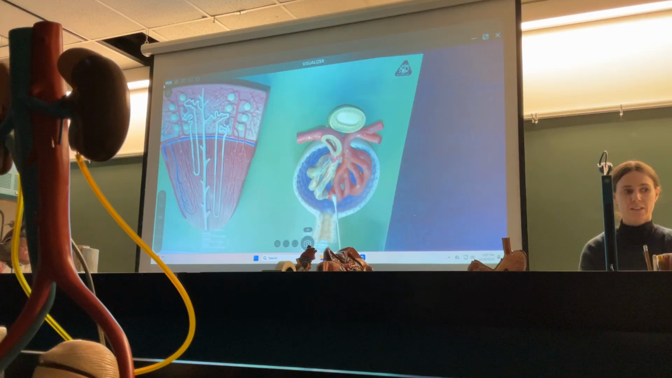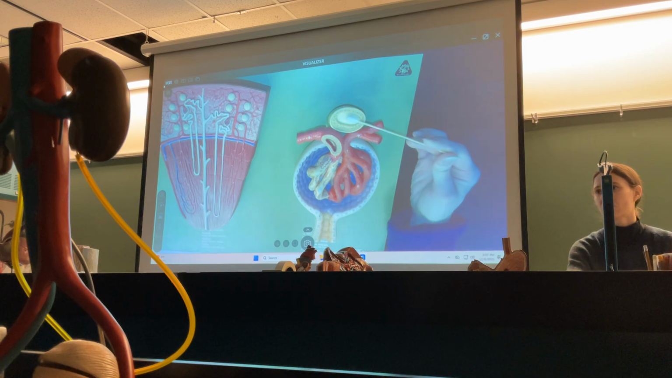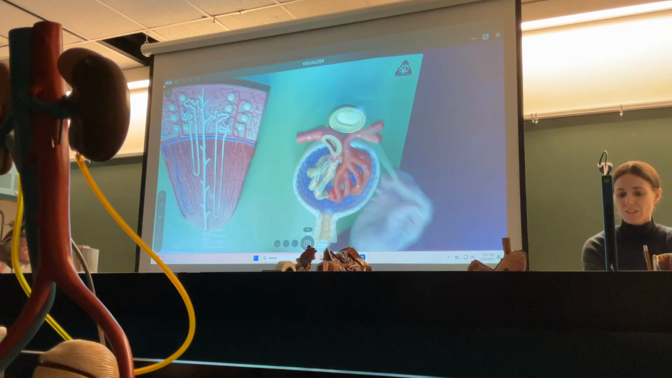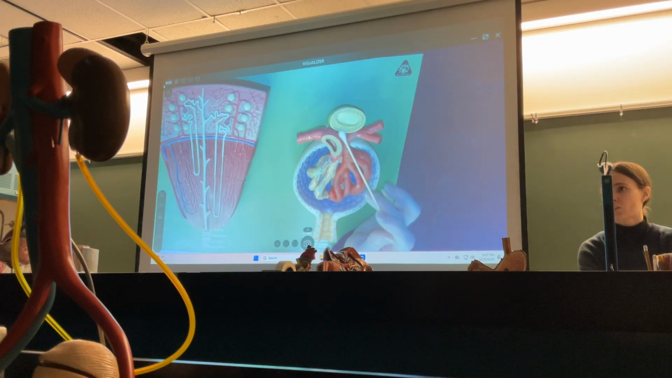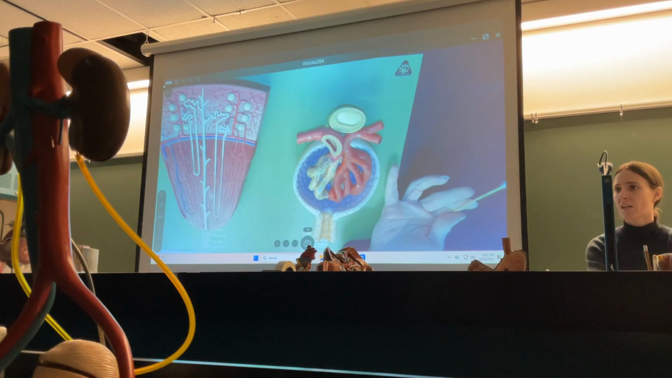Again, once you've had the blood filtered, it'll enter the Bowman space and then enter the PCT, which is this structure right here, and then it's going to loop all the way around and then enter this structure here, which is called the distal convoluted tubule. This one is the distal. Within the distal convoluted tubule, you have the macula densa, which is going to be communicating with the juxtaglomerular cells. It's going to be detecting things like your sodium and chloride concentrations, and if it notices they're a little bit off, it'll release something called a paracrine agent.